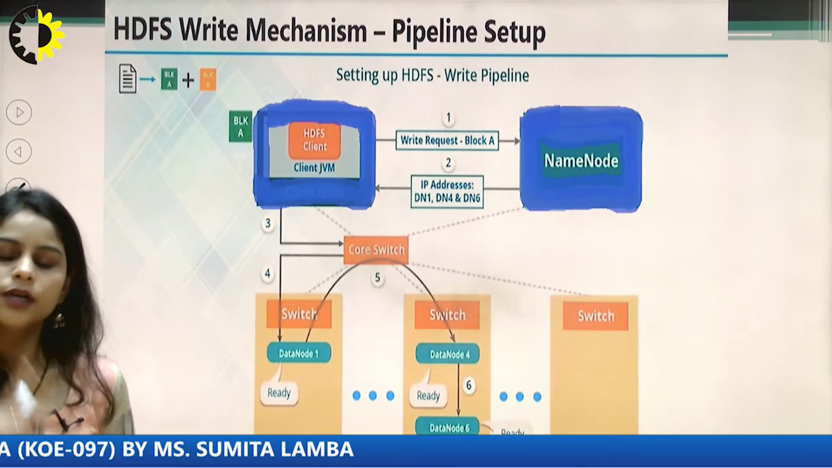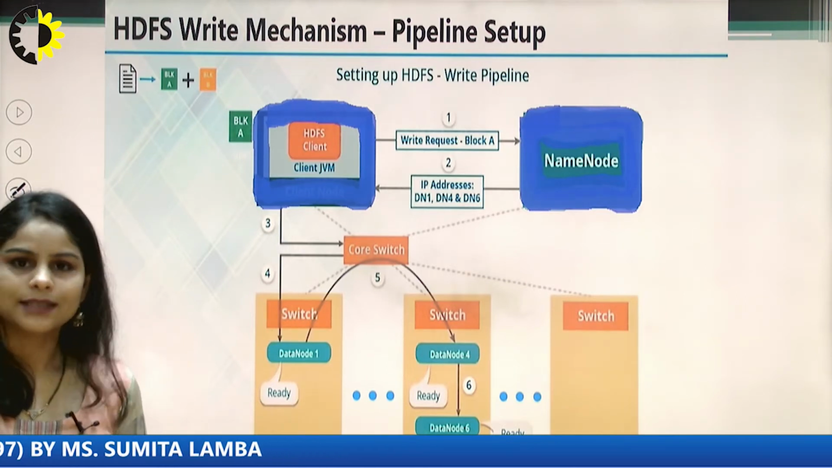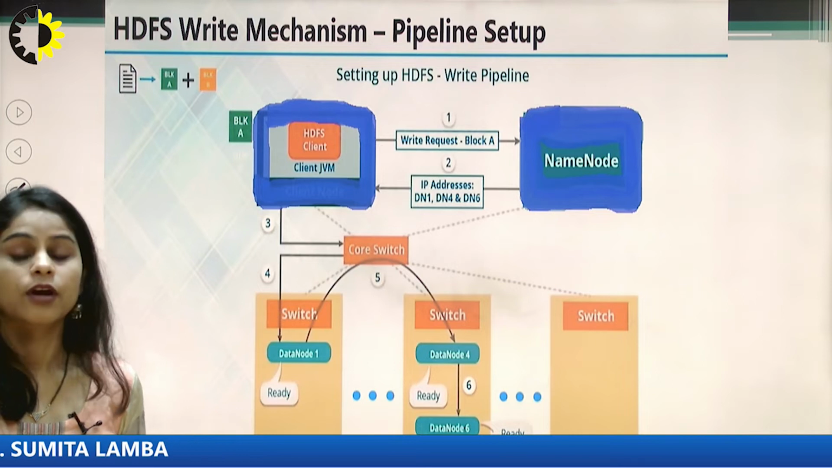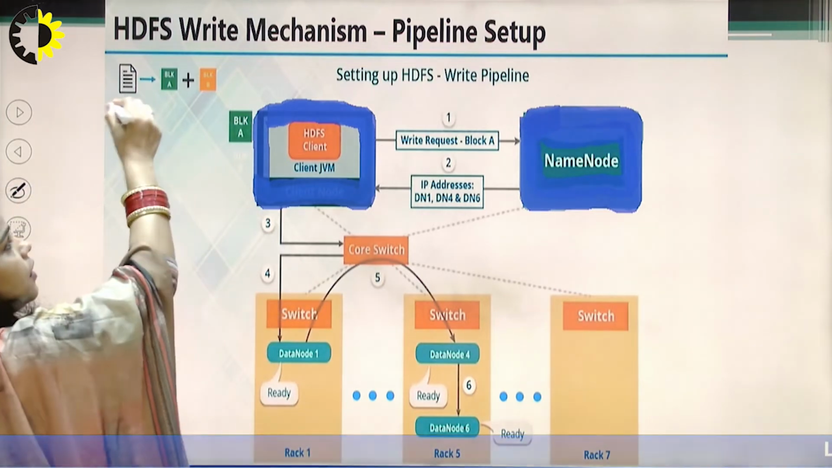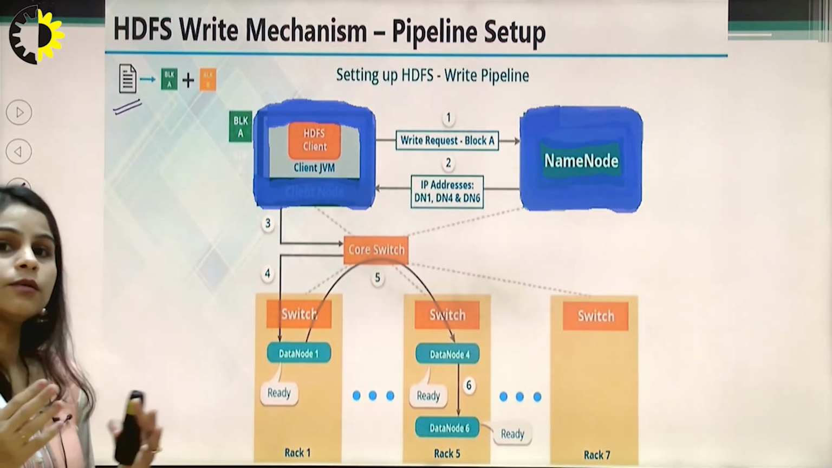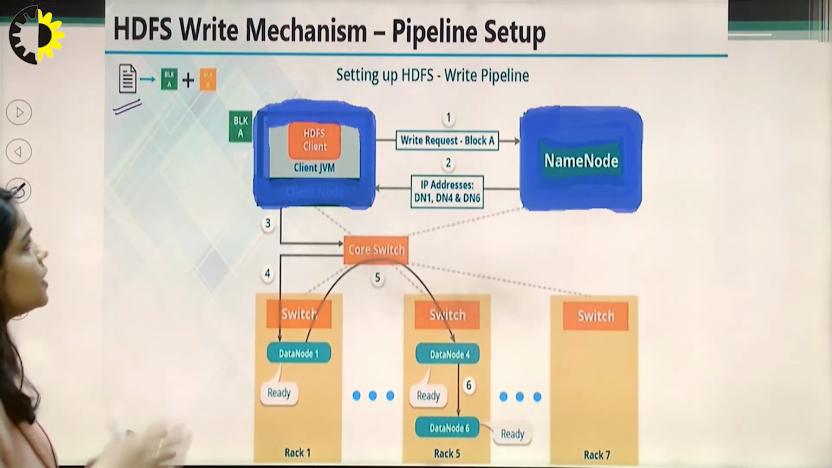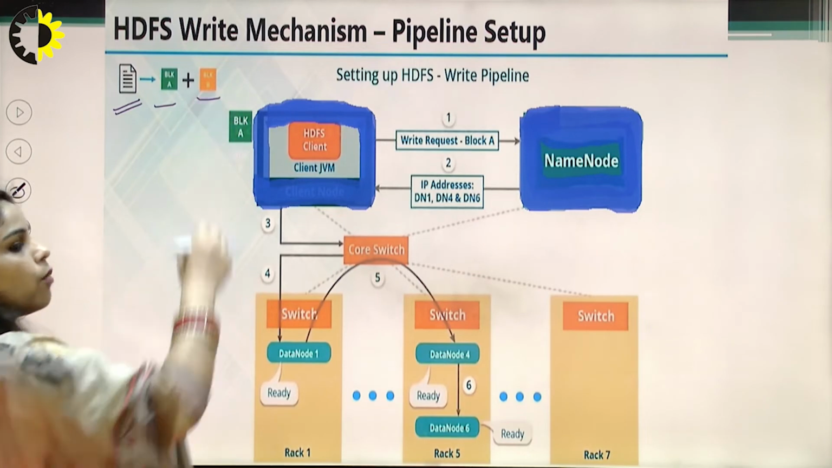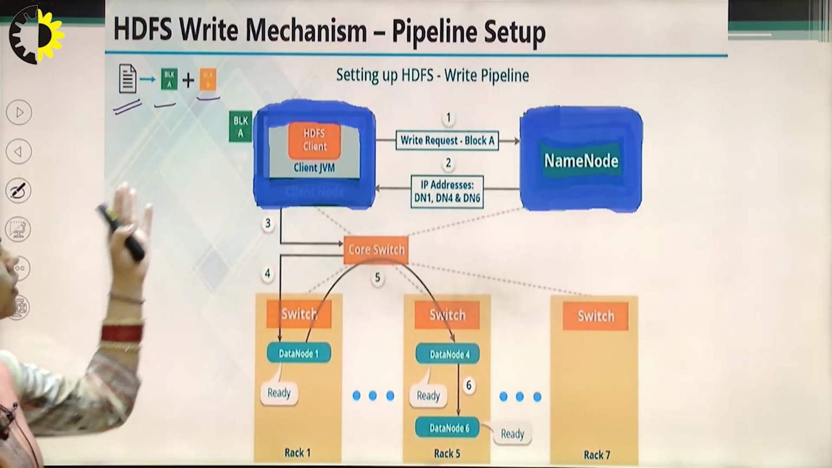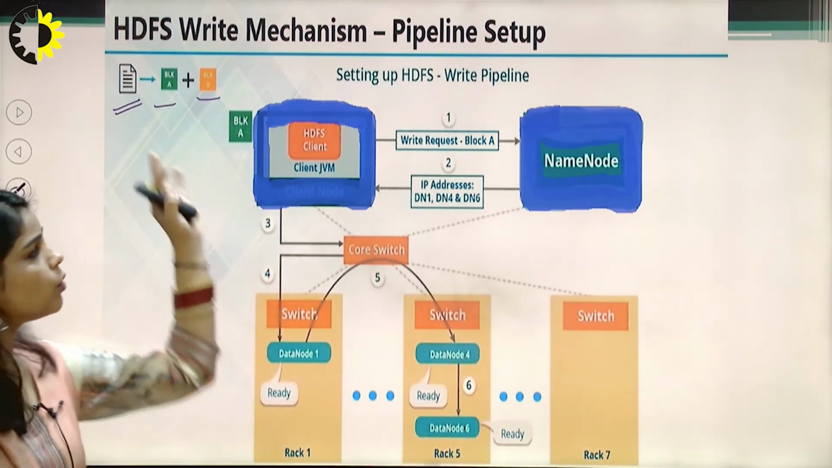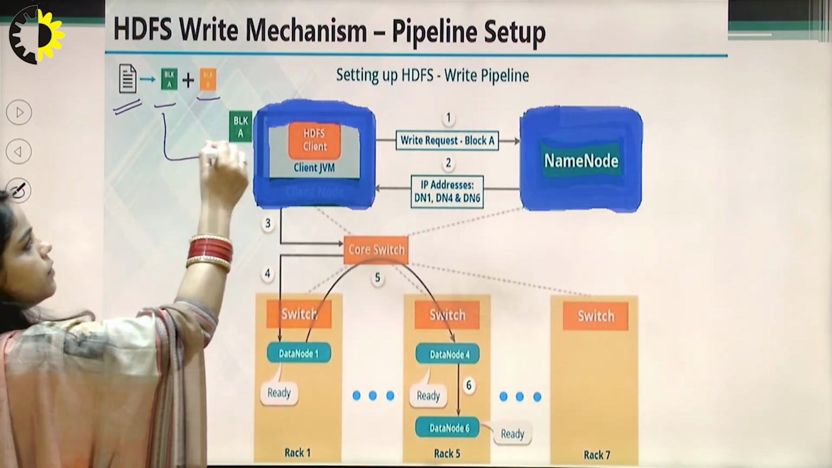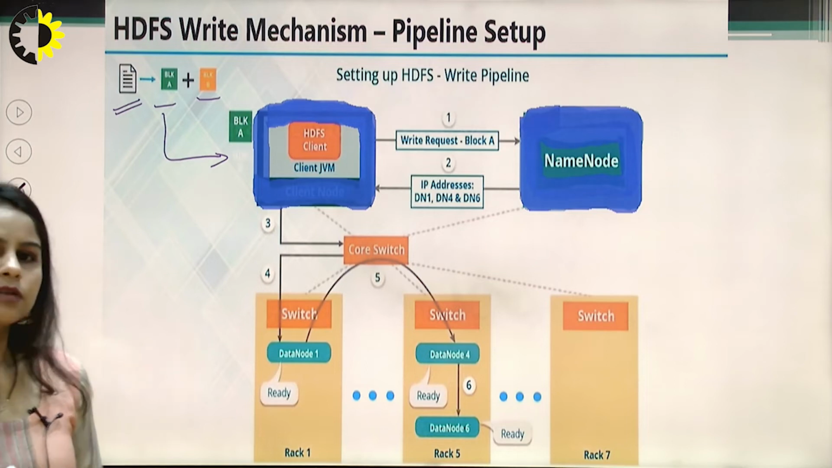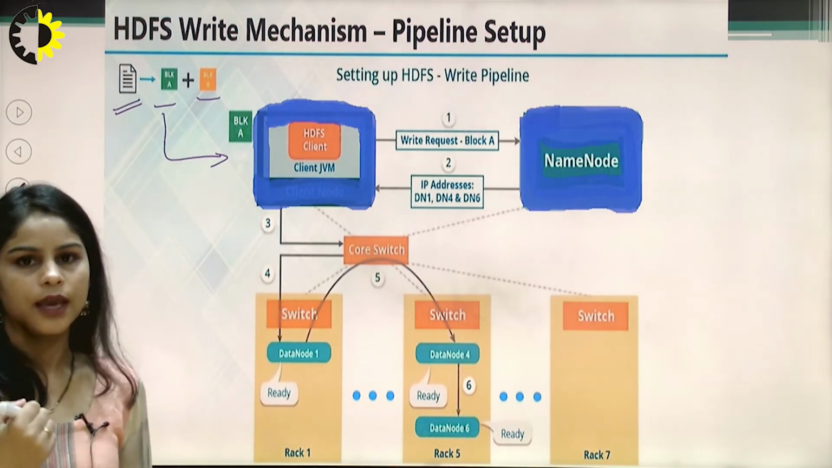As I told you, the first step is to set up a pipeline for writing the content, right? So initially there is a file, and because it was not in the fixed block size, we have to divide it into 2 components. One is known as block A, another called block B, and we are going to dump these into HDFS. So what the client or the user will do, first it will start copying block A.